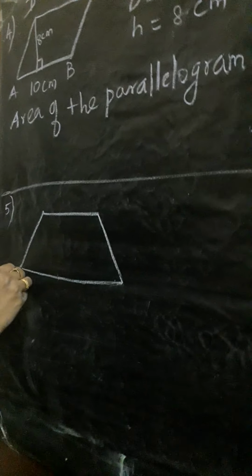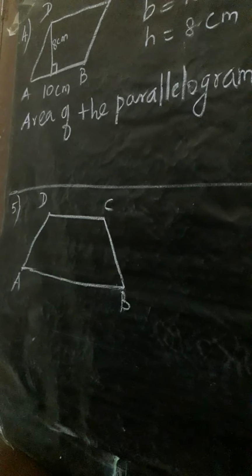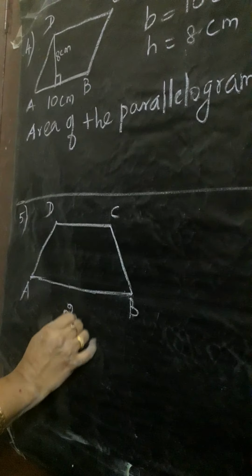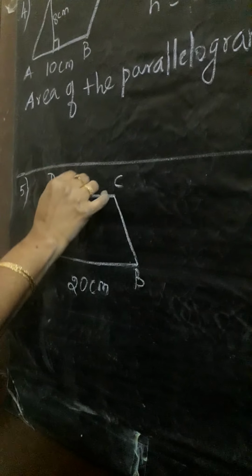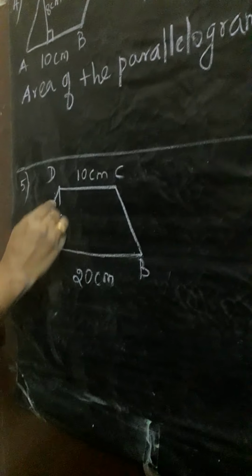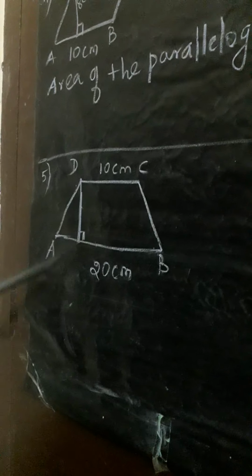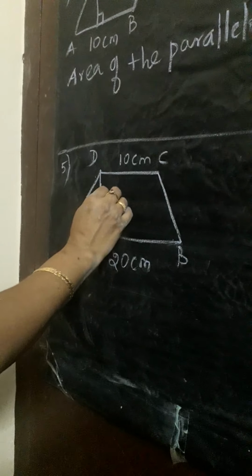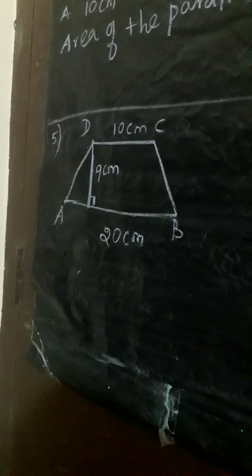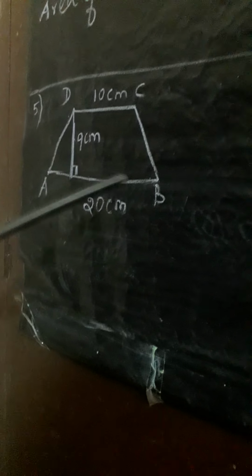Next sum, we can draw one trapezium. Here A, B, C, D trapezium is given. AB equal to 20 centimeter, CD equal to 10 centimeter and height, distance between two opposite parallel sides is height. So height equal to 9 centimeter. So here ABCD trapezium is given.